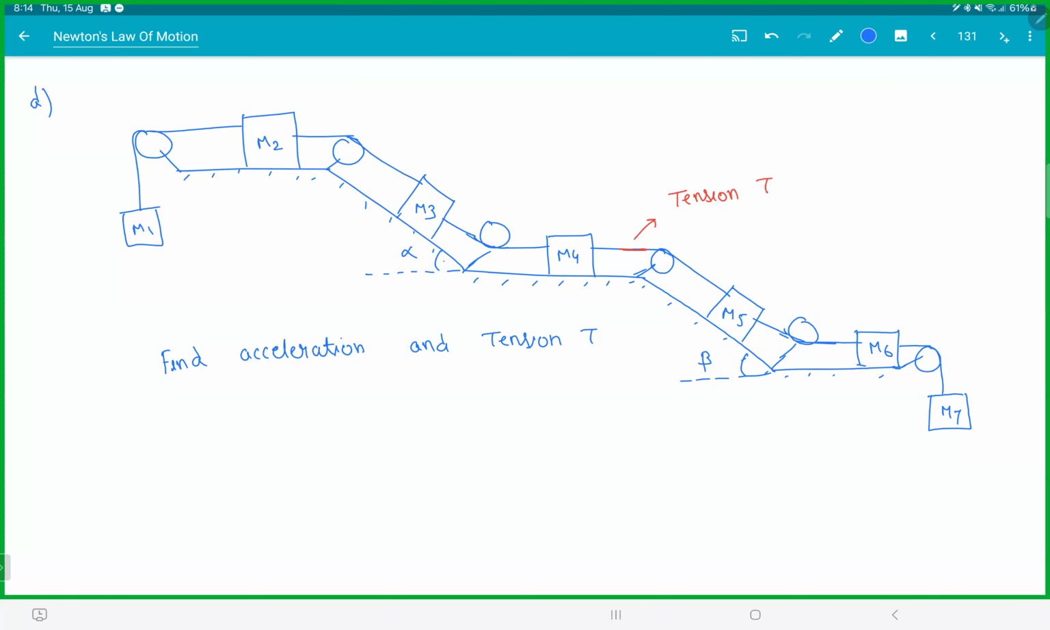The net force method will save your time. If you try to do it normally, you have to draw 7 FBDs. Think, I'll give you a minute. Acceleration is still fine, you'll get it now. Tension is a good one. Let's see.